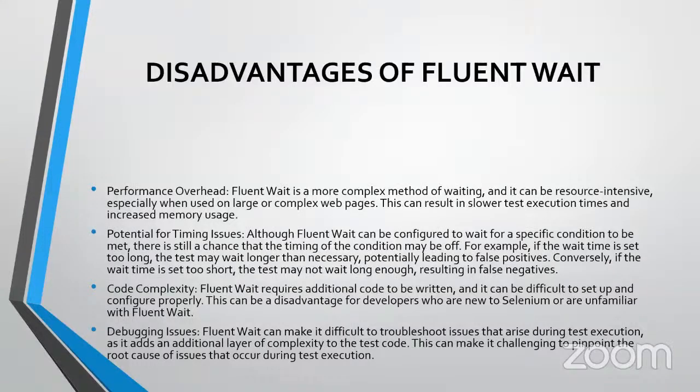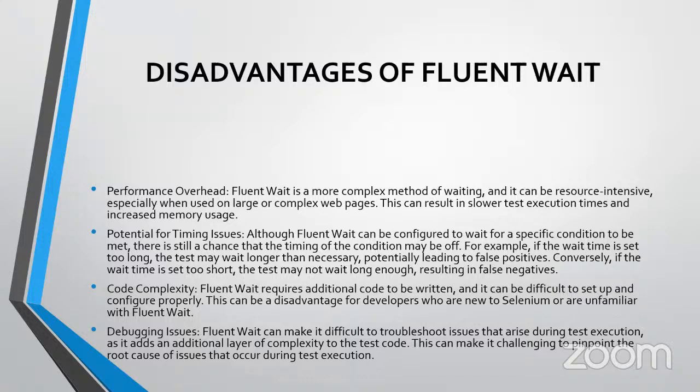One disadvantage we have here is also the potential for timing issues. Although Fluent Wait can be configured to wait for a specific condition to be met, there is still a chance that the timing of the condition may be off. For example, if the wait time is set too long, the test may wait longer than necessary, potentially leading to false positives. Conversely, if the wait time is set too short, the test may not wait long enough, resulting in false negatives.